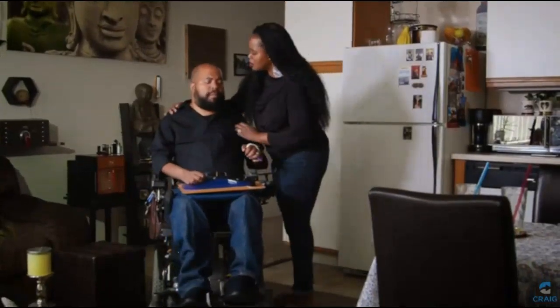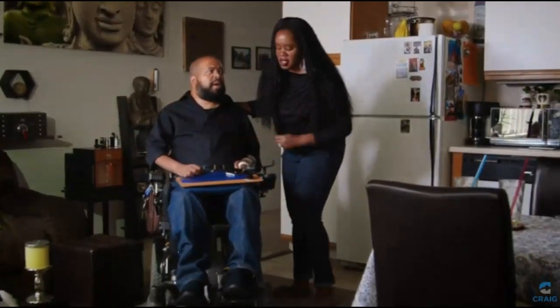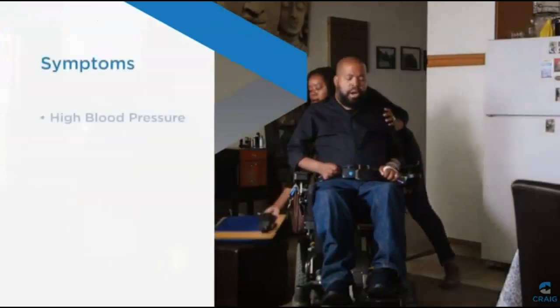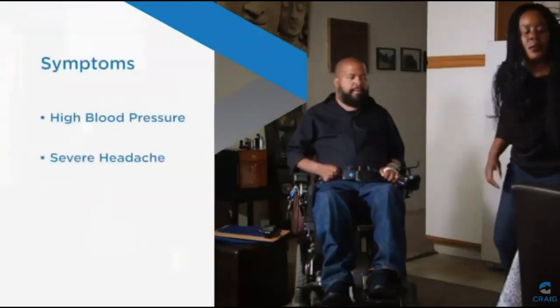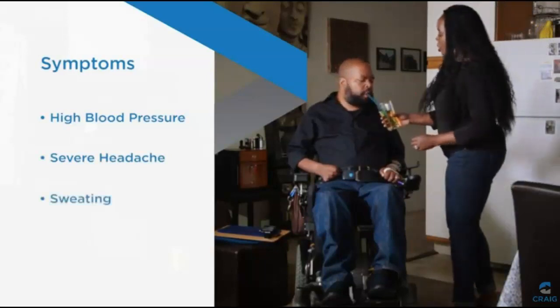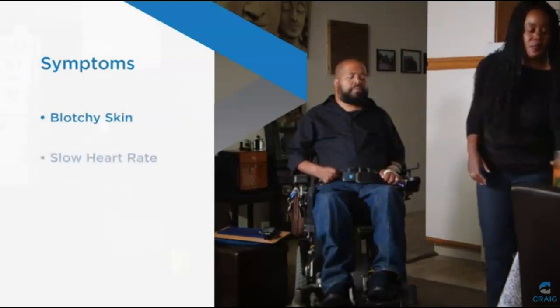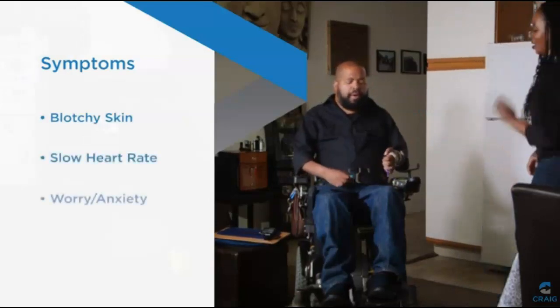How do you know if you are experiencing autonomic dysreflexia? Some common symptoms are high blood pressure, a severe headache, sweating above the level of your spinal cord injury, blotchy skin, a slow heart rate, the feeling of worry. Often, a severe headache is a person's first sign that they have AD.